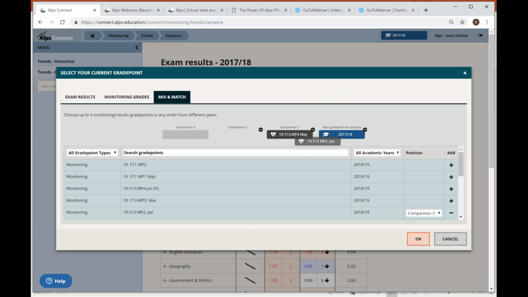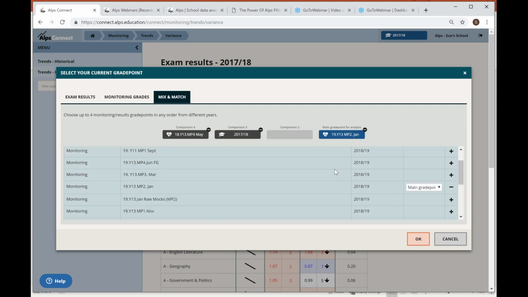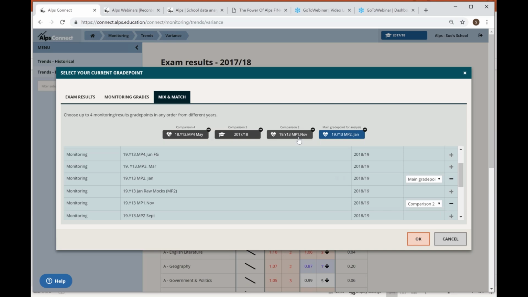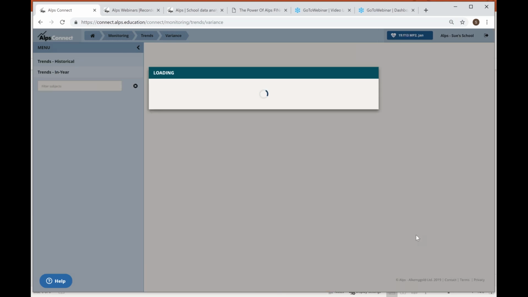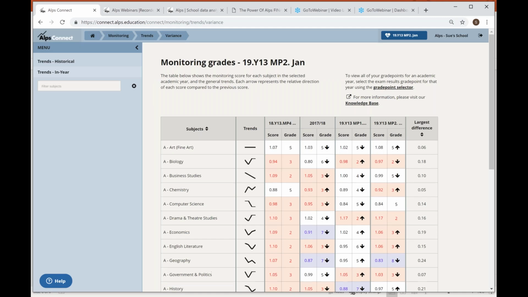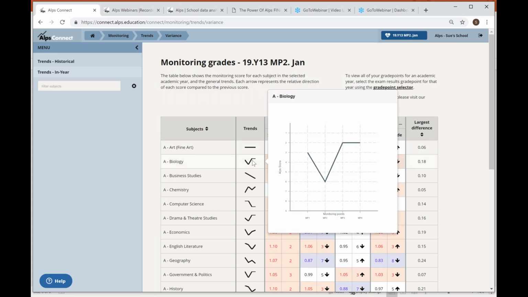Now, I've added it in there, but I want to sort these so that I've got before last year went into the exam, when they went into the exam, beginning of year 13, January of year 13. Hopefully that makes sense. Okie doke. So eventually it'll load. Now, here's my trend. So what I can do now is I can see how each trend differed from the last one by these arrows. And I've also got a lovely graph. Look at that. So let me click into biology now.